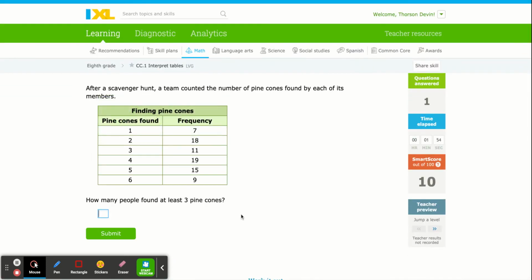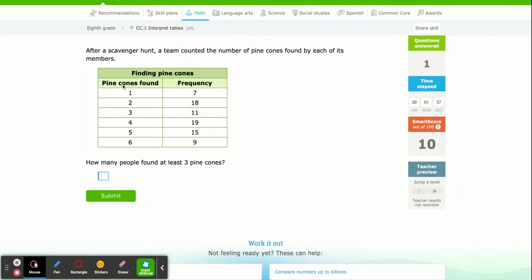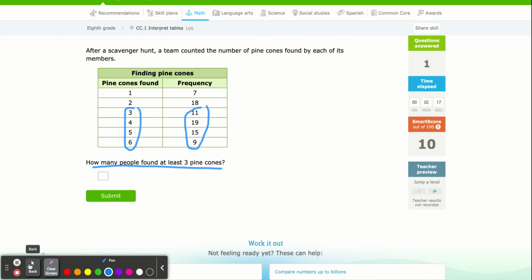So again, this whole lesson, you're just going to have to be very careful. Pine cones found, the frequency the pine cones were found. We want to know how many people found at least 3 pine cones, so 3 or more. I'm going to add up all these here because that's the number of people. 11 people found 3, 19 found 4. I add those all up and get 54.